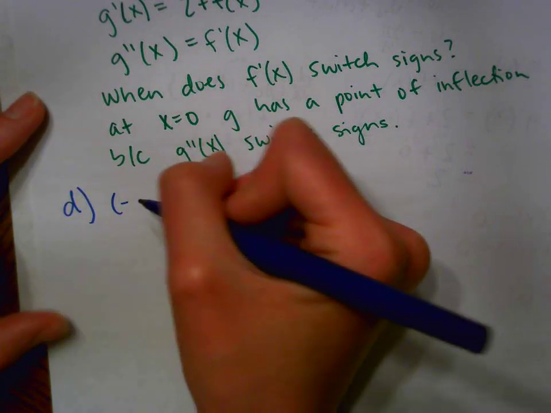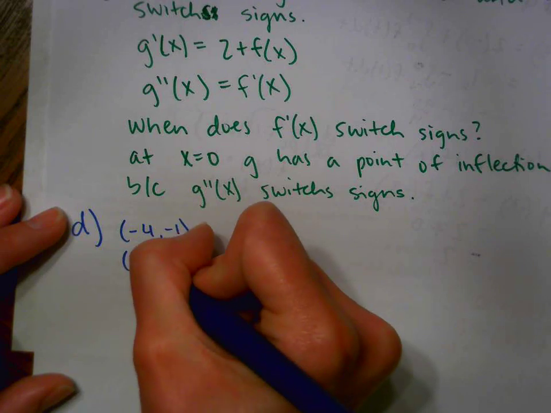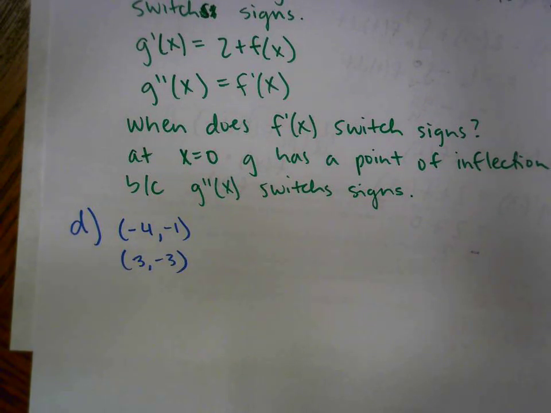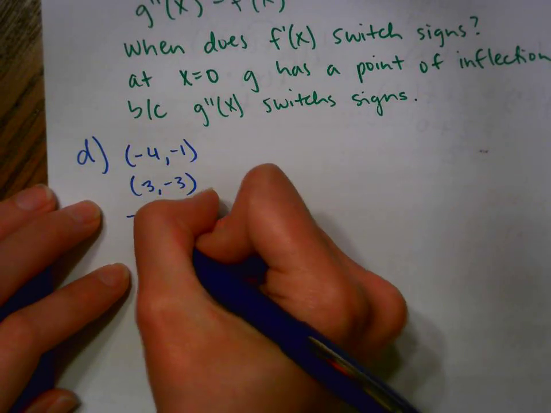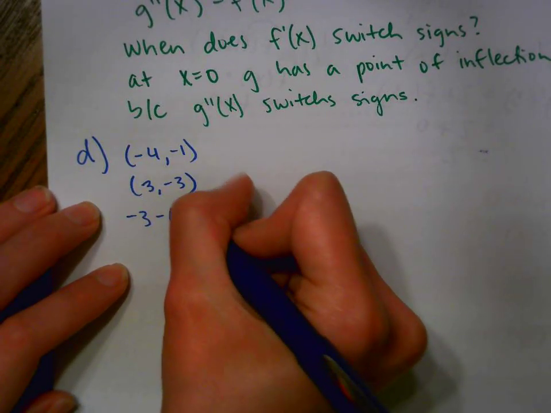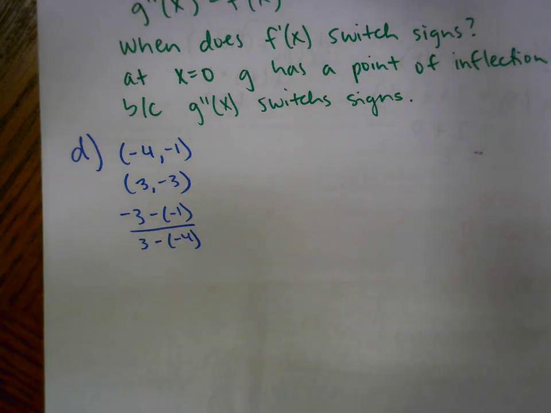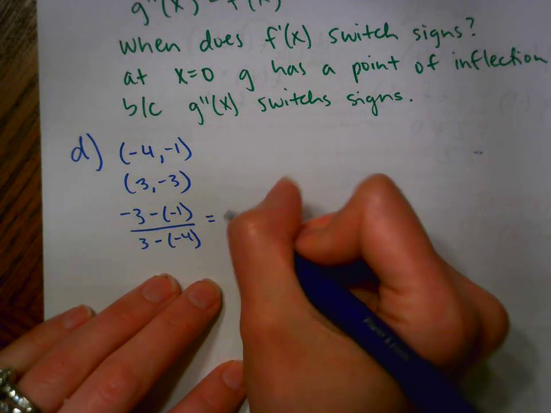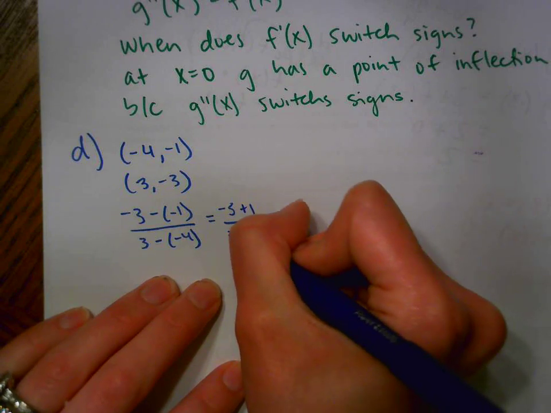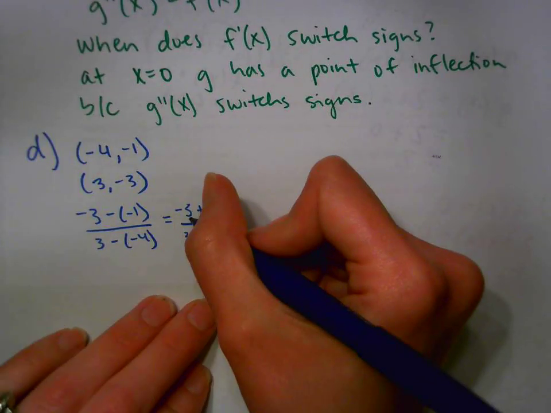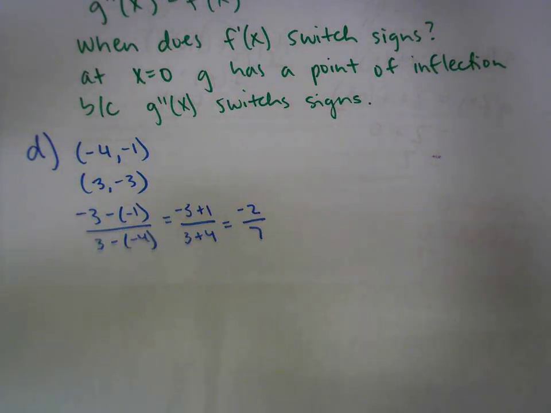I'm going to write my points down since I'm on a different sheet of paper. -4, -1, and 3, -3. So I'm going to find my average rate of change: -3 minus -1 over 3 minus -4, or you could have switched that. So that would be -3 plus 1 over 3 plus 4, and that would be -2 over 7. So that's the average rate of change.